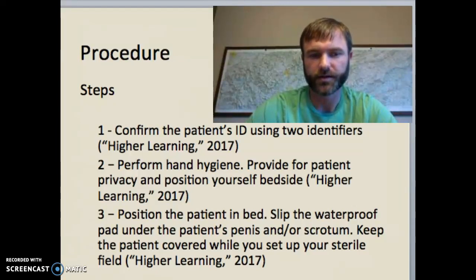Number 3, ask the patient to lay back in the dorsal recumbent position, legs straight and slightly apart. Slip the waterproof pad under the patient's penis and or scrotum. Keep the patient covered while you set up your sterile field.